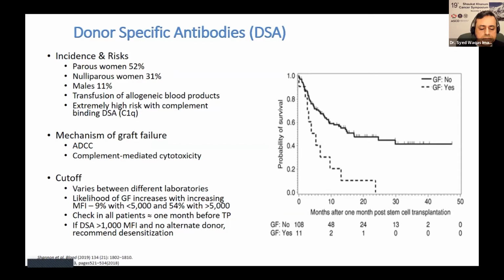Now, what exactly is the cutoff that should be used for detection and treatment of these antibodies? It is variable. It varies between different laboratories. However, the likelihood of graft failure increases with increasing MFI, which is increasing intensity of these antibodies. For example, it can range anywhere between 9% for MFI of less than 5,000 to more than 50% if MFI is more than 5,000.